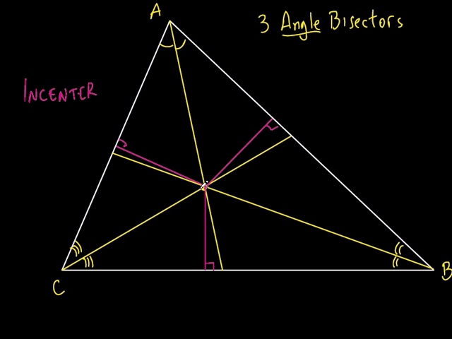So is this the distance from this point to this side? Yeah, because it's perpendicular. Is this the distance from this point to this side? Yep. Distance from this point to this side? Yep, because they're perpendicular. Okay?